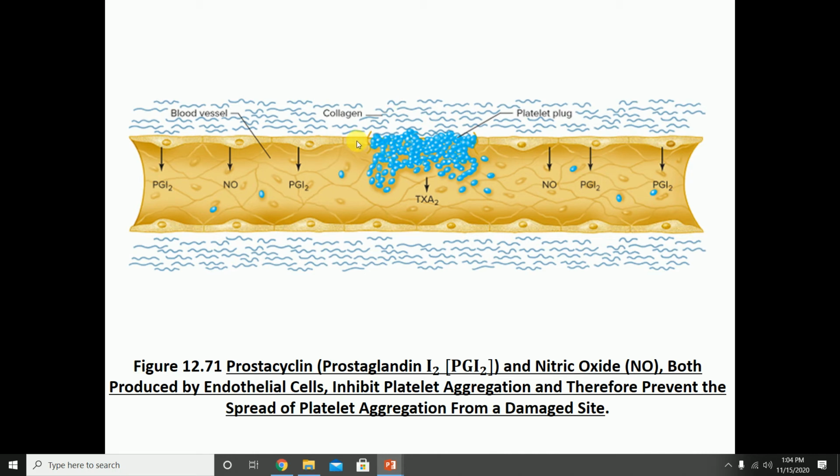And that is because the endothelial cells release chemicals like nitric oxide and prostacyclin. Prostacyclin is also known as prostaglandin I2. So nitric oxide and prostacyclin are going to inhibit and prevent platelets from aggregating in these non-injured areas. So you will find that the platelet plug will remain in the damaged part.